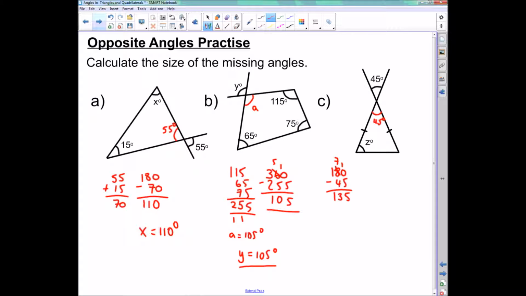Next, I need to divide this number up by 2. Okay, so I've got 135 divided by 2. So 13 divided by 2 is 6, remainder 1. 15 divided by 2 is 7, remainder 1. Now remember, if you've got remainders, when you finish the number, you need to go into decimal numbers. So 2 going into 10 is 5. So Z is 67.5 degrees.